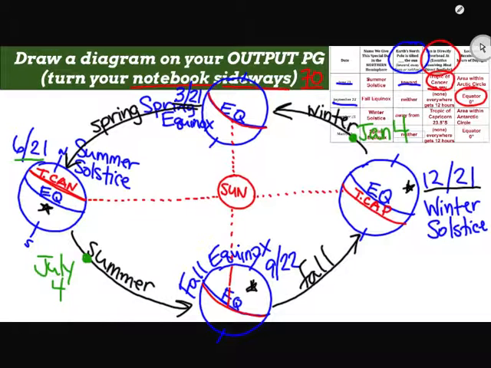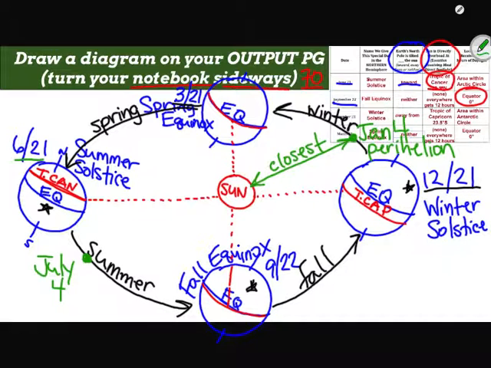All right, last thing we're going to label. I put these two dates, January 4th and July 4th, on here for a reason. These are special dates. January 4th, I would draw an arrow here. This is when the Earth is the closest to the sun. And we call that date perihelion.